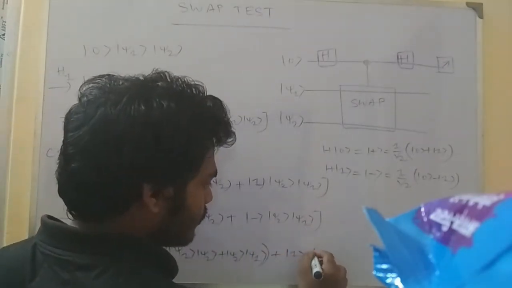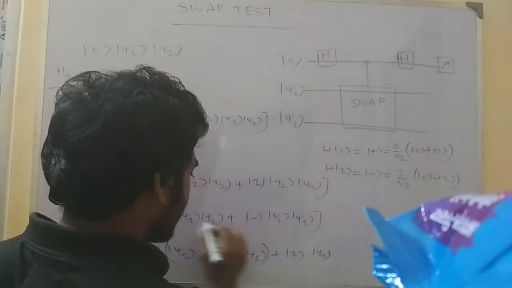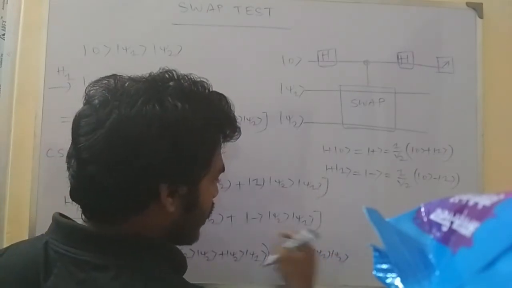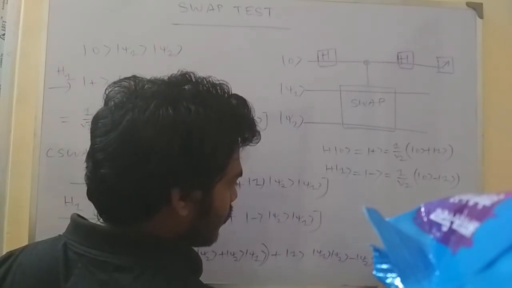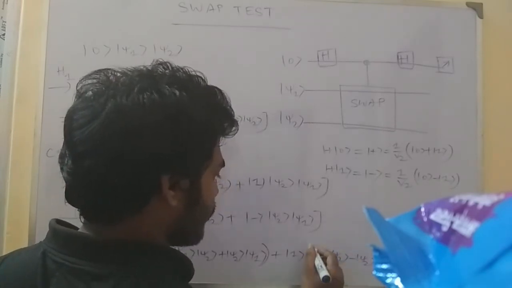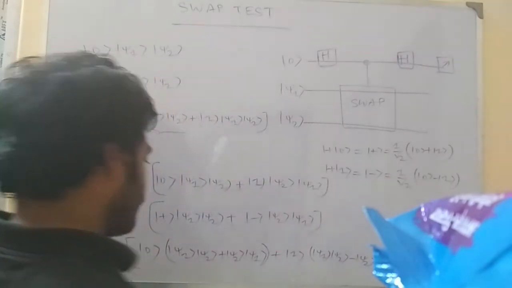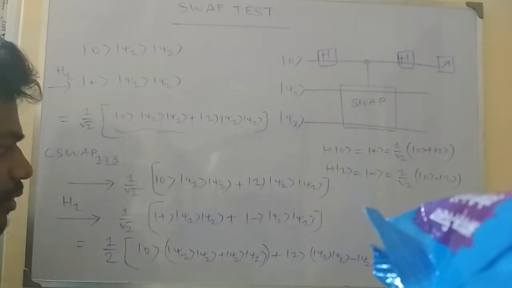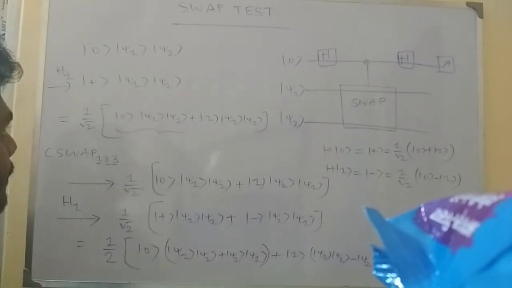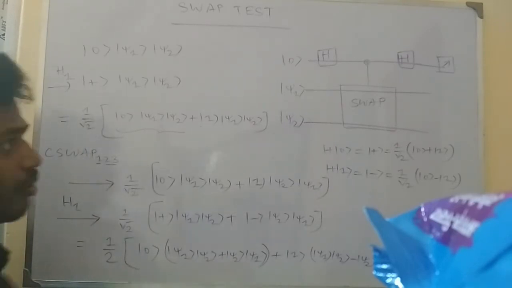So 1 times, here we have psi 1 psi 2 plus psi 1 psi 2, and here we have minus psi 2 psi 1. Got it? Now we have ended up at the last step. Now let's calculate the probability of getting 0 on the first qubit.